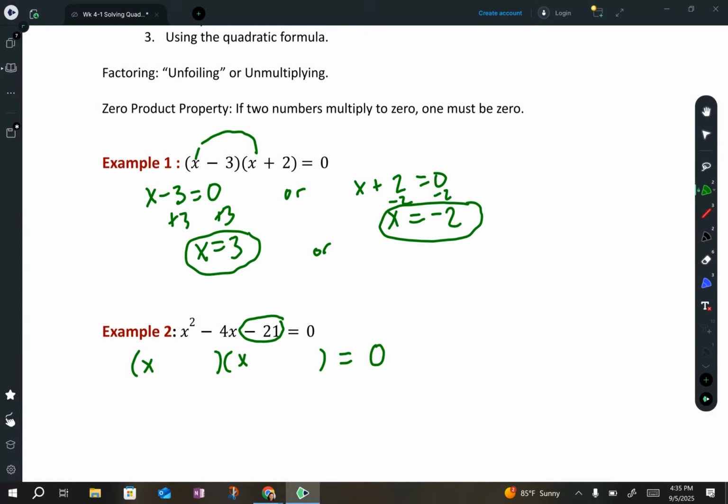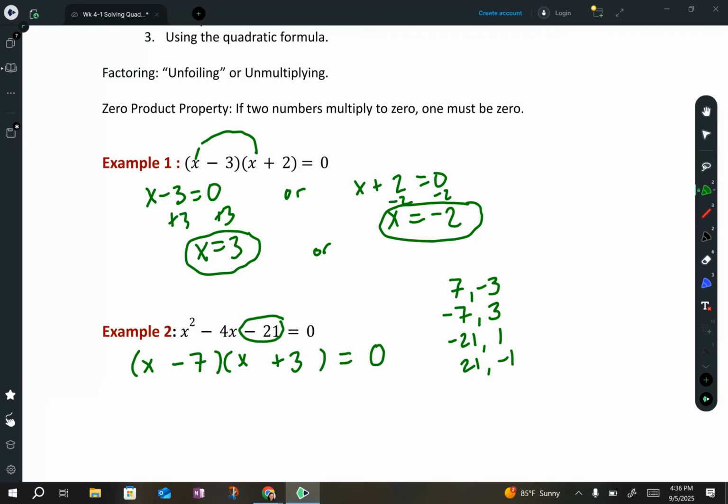There are a couple different ways to multiply to give you negative 21. You could have 7 and negative 3. You could have negative 7 and positive 3. You could have negative 21 and 1, or positive 21 and negative 1. There aren't too many factors of 21, so those are our options. We need to choose which of these pairs is going to give us cross terms that add up to negative 4. So it's got to be x minus 7 and x plus 3.